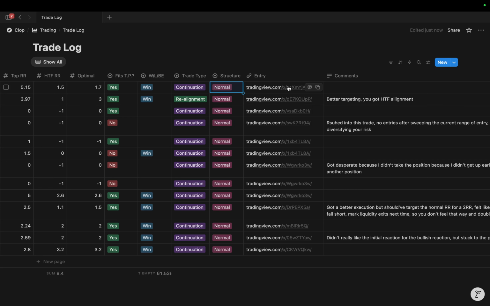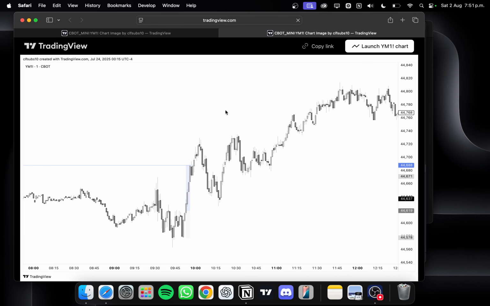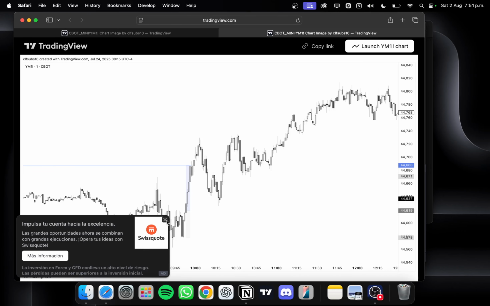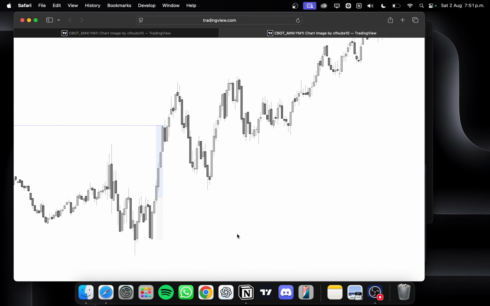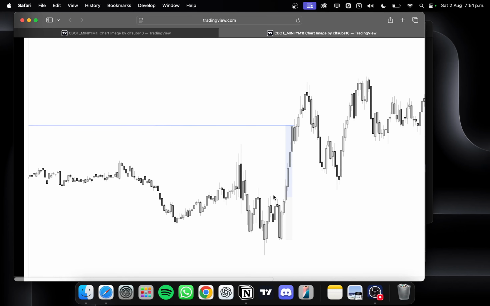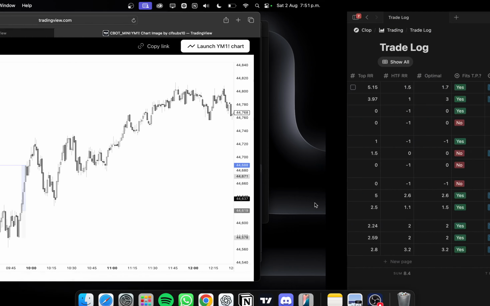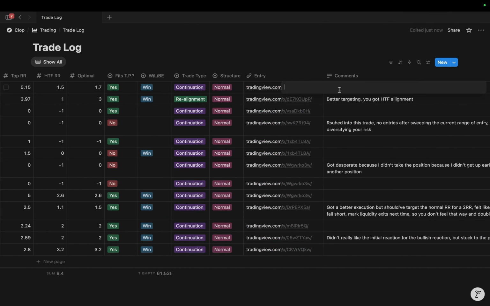And then your entry, straight up entry. For example, here it was very clear for me. It swept all this, just broke here, broke the structure. Really, really simple. And comments.